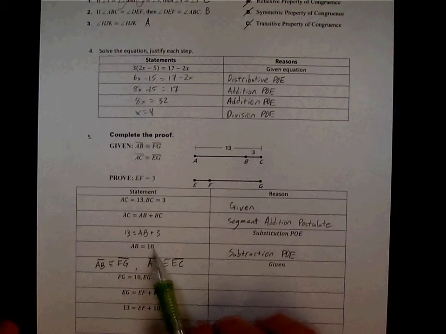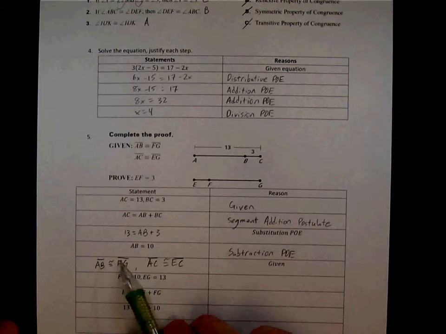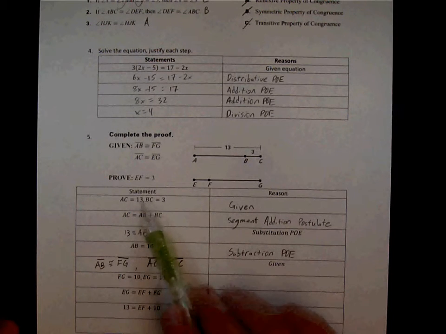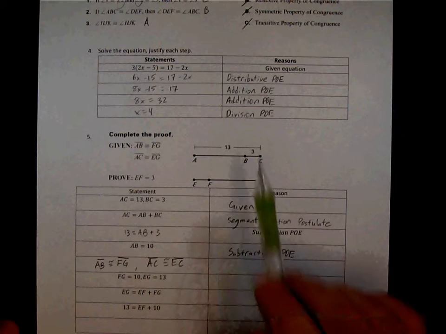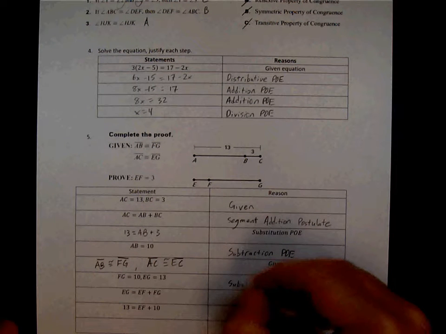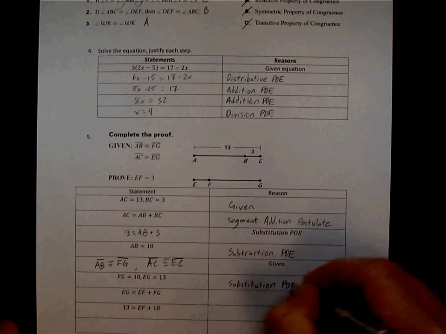Then it tells us that FG is equal to 10. Let's stop right there. We previously said 10 two lines above with AB, but in the last line we said that AB is congruent to FG. So all we've done is we've replaced the AB with FG to say FG equals 10. So that's substitution. Additionally, they're saying EG equals 13. We had 13 way up in the first line. That is equal to AC, and we just said that AC is congruent to EG, so we could substitute EG into AC. So I would say substitution POE. I would also accept transitive.